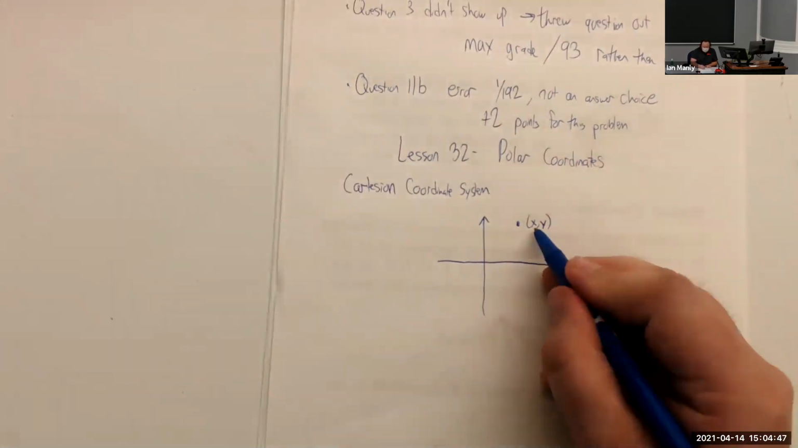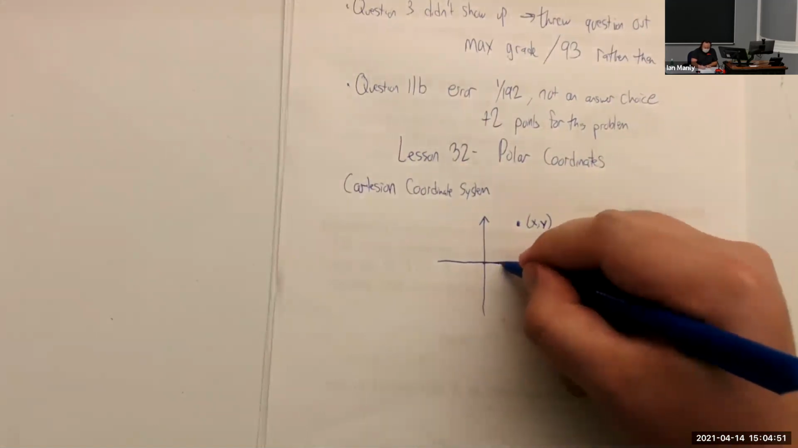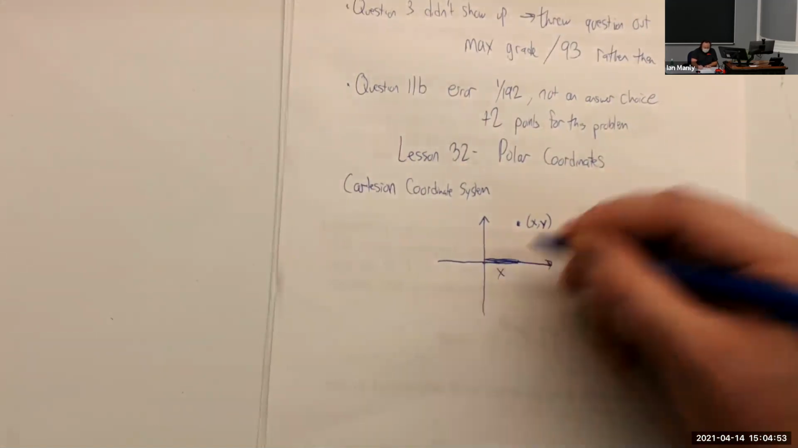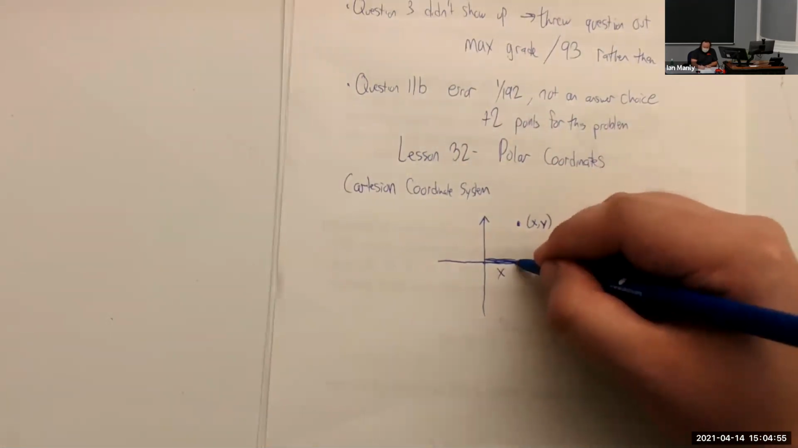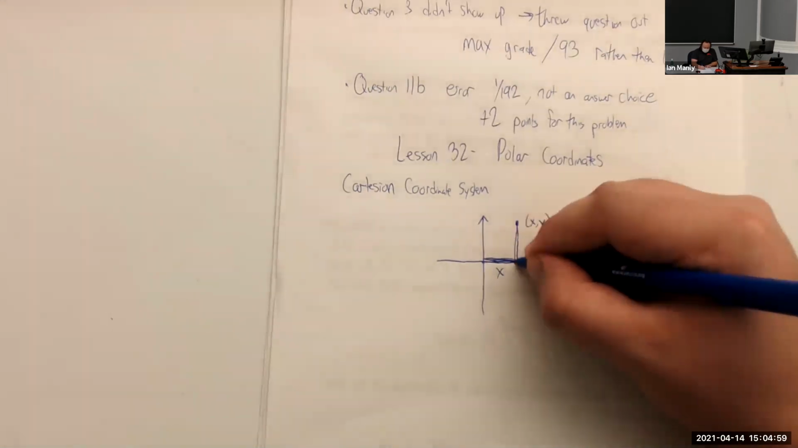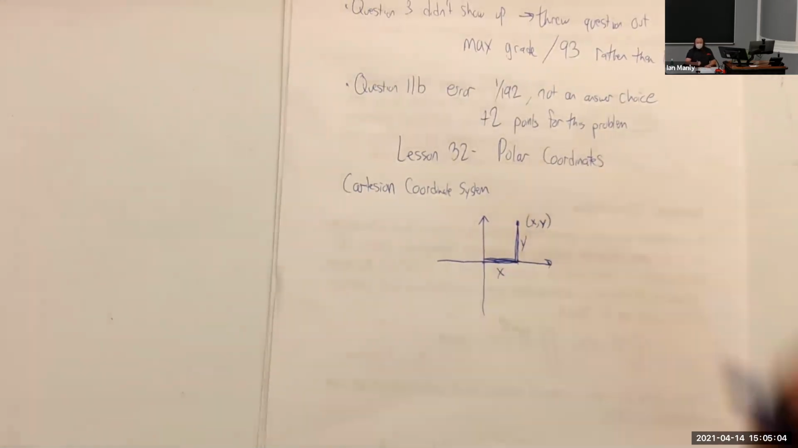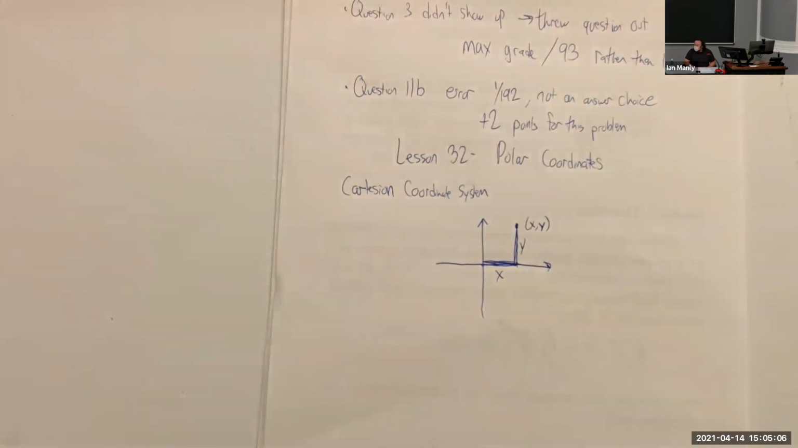And the x coordinate tells you how far to move to the right if it's positive or to the left if it's negative. So this distance here would be our x. And then the y tells us how far up to move or down to move if it's negative. So by specifying these 2 directions right here, we can uniquely identify points on the plane right here. All right, now it turns out that there are other ways of uniquely specifying points on the plane.